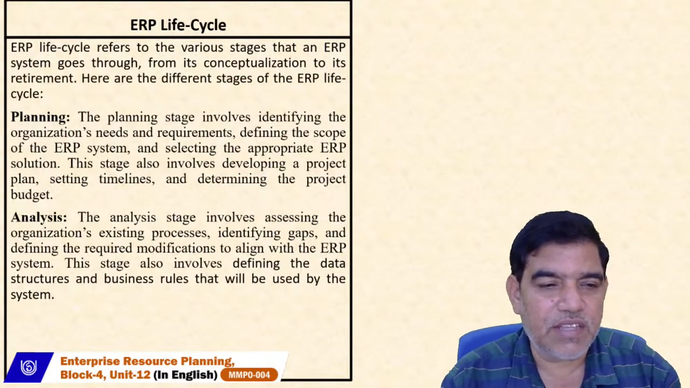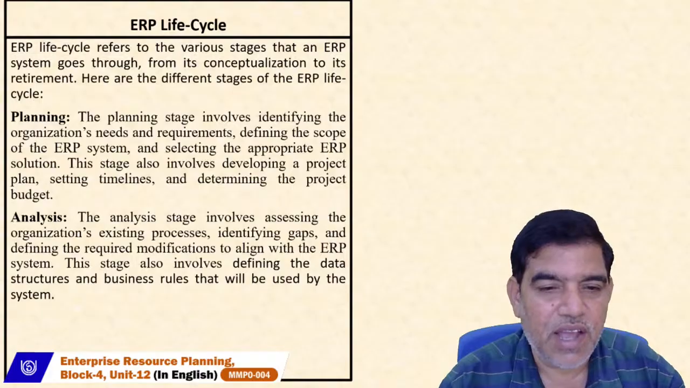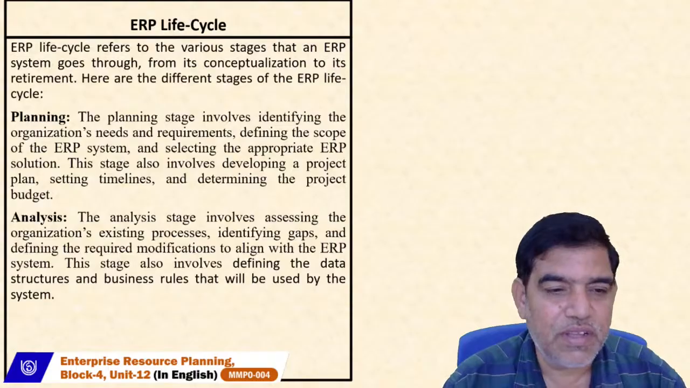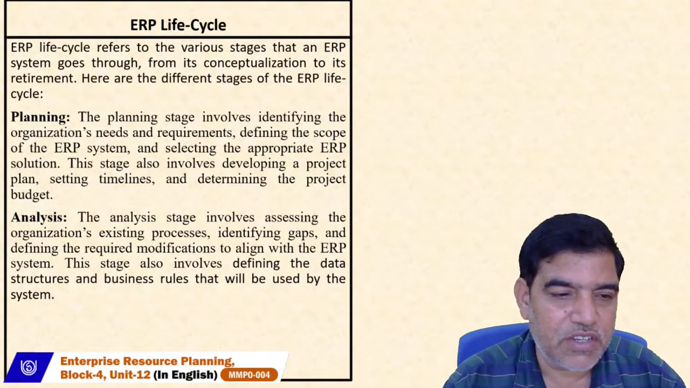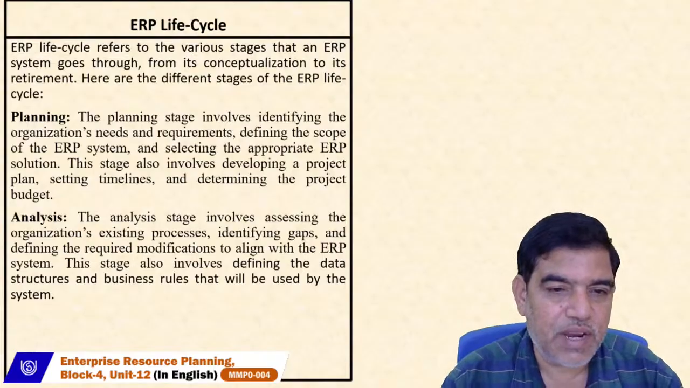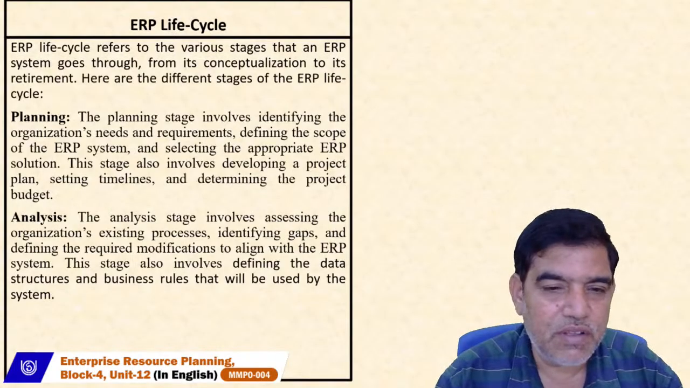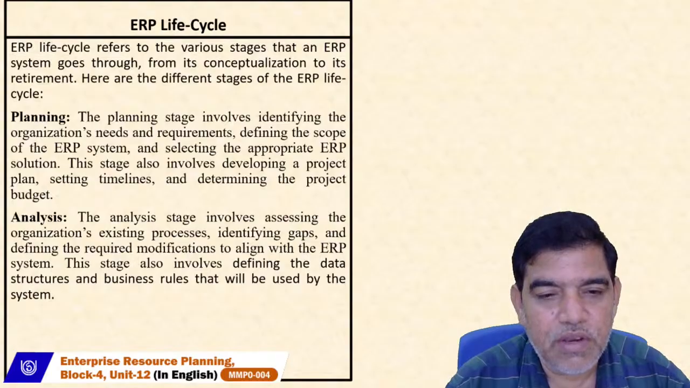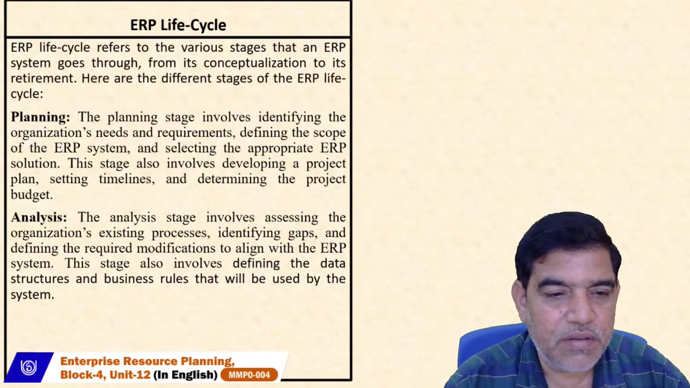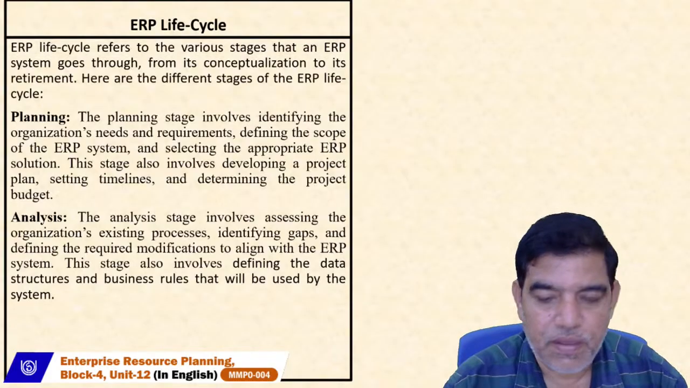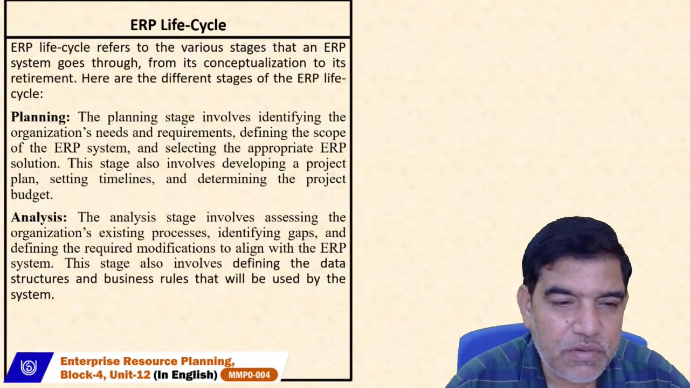The analysis stage involves assessing the organization's existing process, identifying the gaps, and defining the requirement modifications to align with the ERP system. This stage also involves defining the data structure and business rules that will be used by the system. That means what are the gaps between the existing system and the proposed new system. And then on the basis of the analysis, we have to modify the old system to develop a new system.